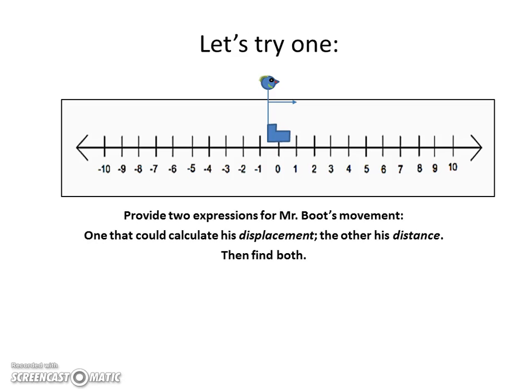Let's try another one. Provide 2 expressions for Mr. Boot's movements. One that could calculate his displacement, the other his distance. Then find the answer to both. So let's see. He moved back 7. He moved forward all the way to 3. So think about how much he actually moved. Then he moved back to negative 4 from 3. And then he ended up at 1.